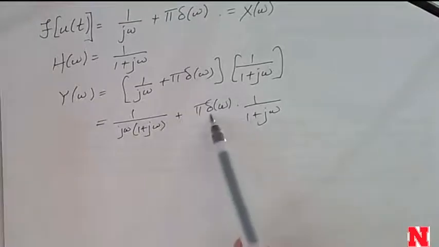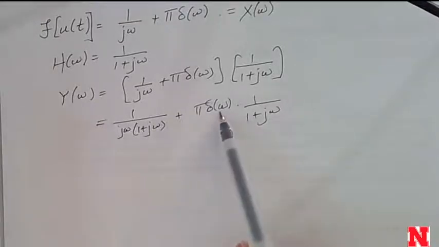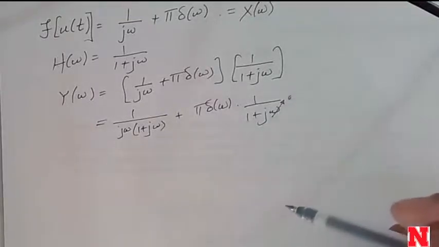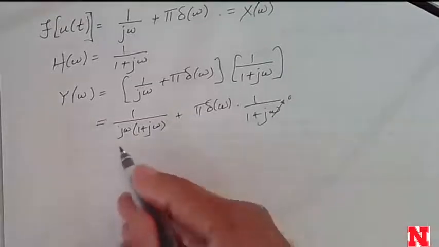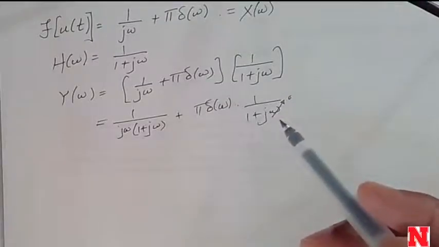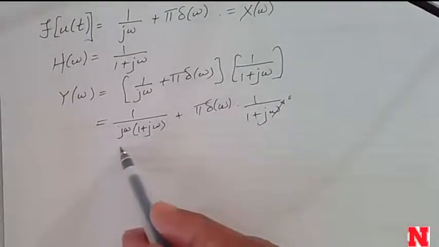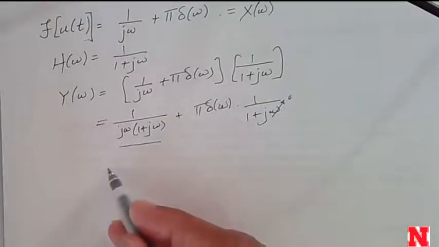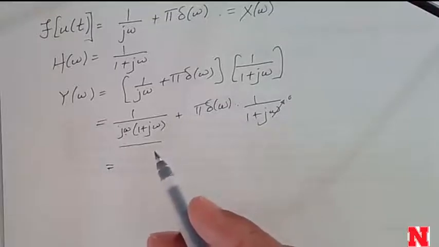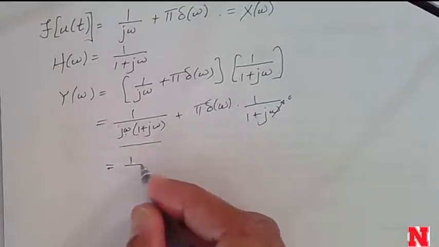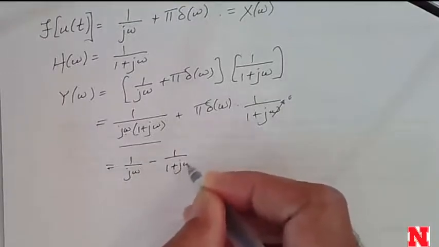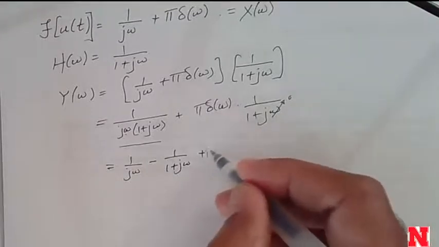So I'm multiplying these two functions. This function here only has a value at omega equals 0, so I can just set omega to be equal to 0, and that gets rid of this entire factor. And so I've got 1 over j omega times 1 plus j omega, and I have pi delta omega here. Now I take this one and break it up into its factors using partial fraction expansion. If I do that, I get 1 over j omega minus 1 over 1 plus j omega, and then plus pi delta omega from here.